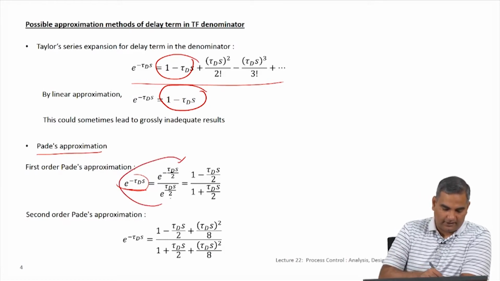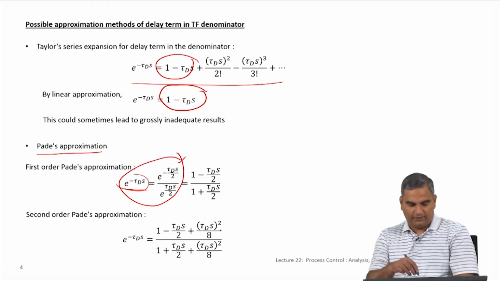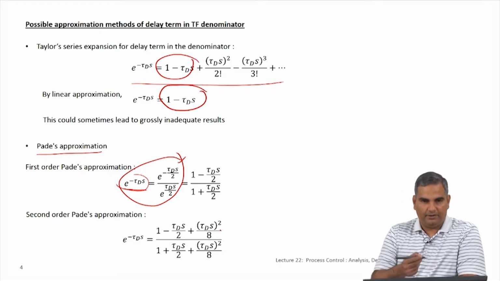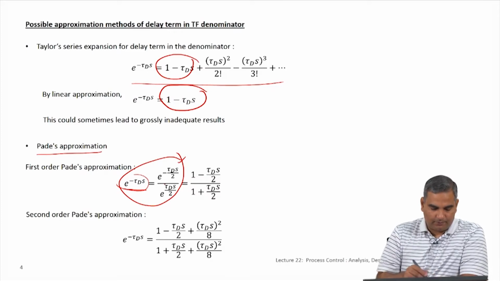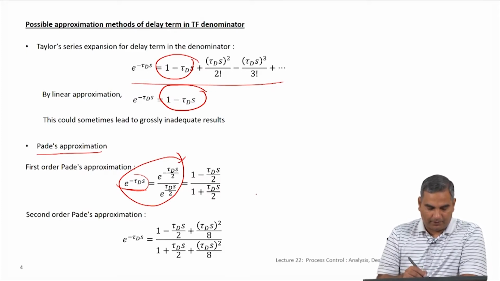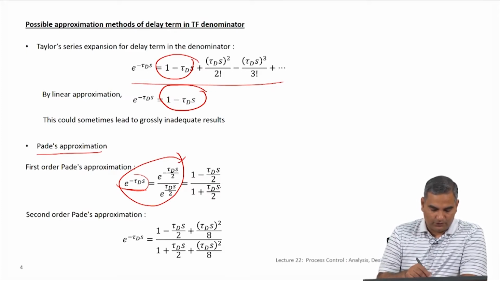So this is a critical idea. Once you do that, you do not have to commit these to memory. It's basically this fractional formula that you are using. Notice that in this case e power minus tau ds, you are approximating it as a system with 1 zero and 1 pole.